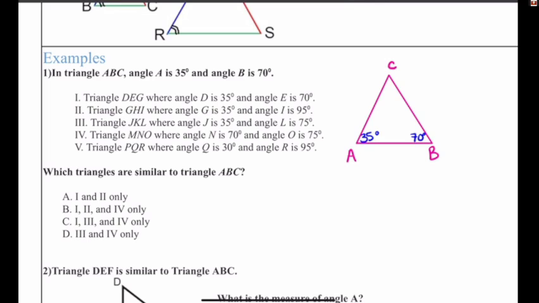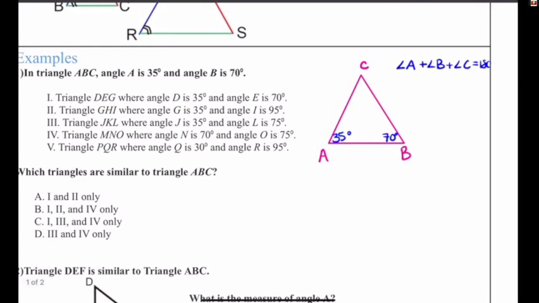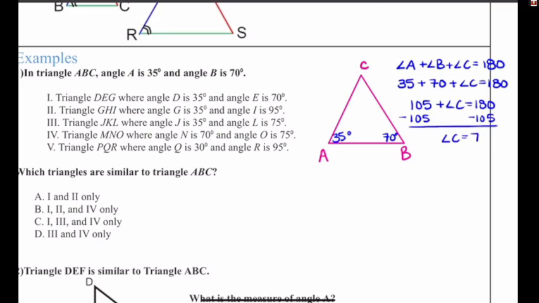If you don't know how to do this, I would suggest looking back at one of my videos about the triangle sum theorem. The measures of the three angles in a triangle always equal 180 degrees. So I'm going to add angles A, B, and C and set it equal to 180 and solve for C. Angle A is 35, angle B is 70, plus angle C equals 180. 35 plus 70 is 105, plus angle C still equals 180. Subtract 105 from both sides, so we get that angle C equals 75 degrees. I'm going to plug that in here.